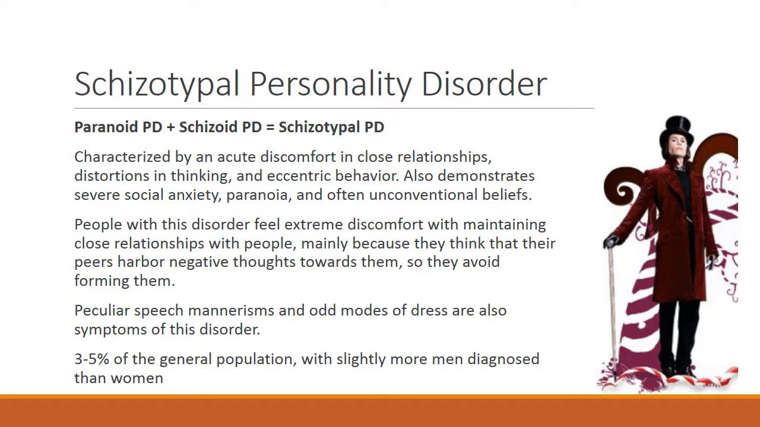They tend to have very peculiar speech mannerisms and odd modes of dress, and you see it in 3 to 5% of the general population, with slightly more men diagnosed than women. On the right-hand side, the picture I have is Johnny Depp's portrayal of Willy Wonka, and he is a perfect representation of someone who avoids social relationships because he is inherently odd and paranoid and is not generally accepted as somebody who would fit into society.